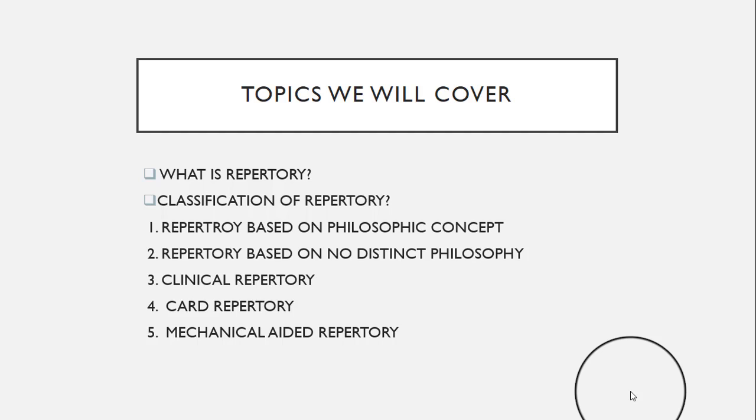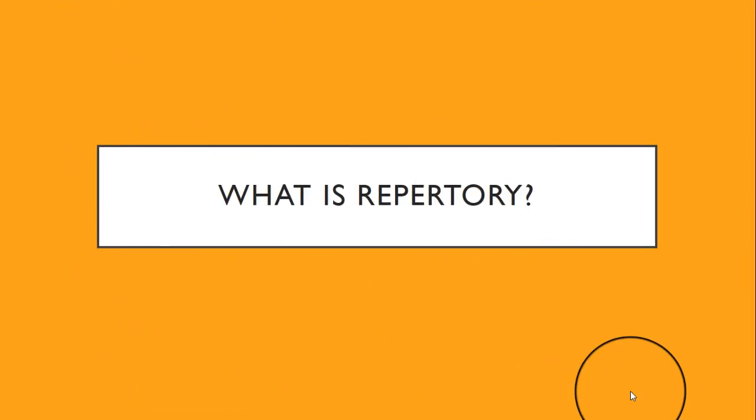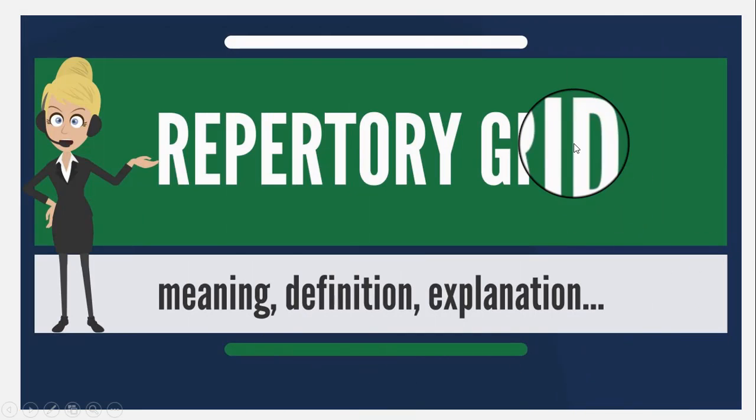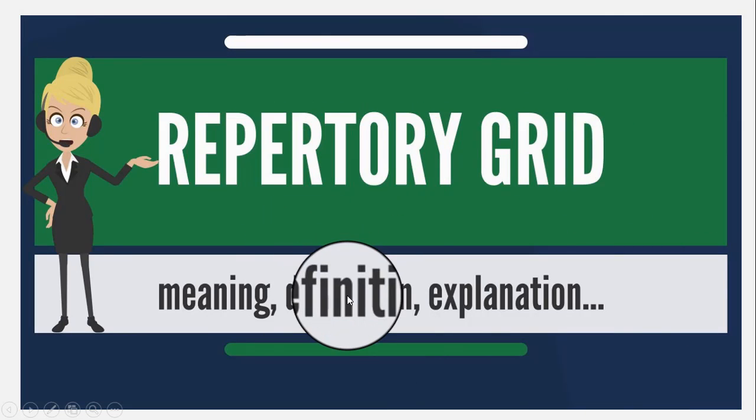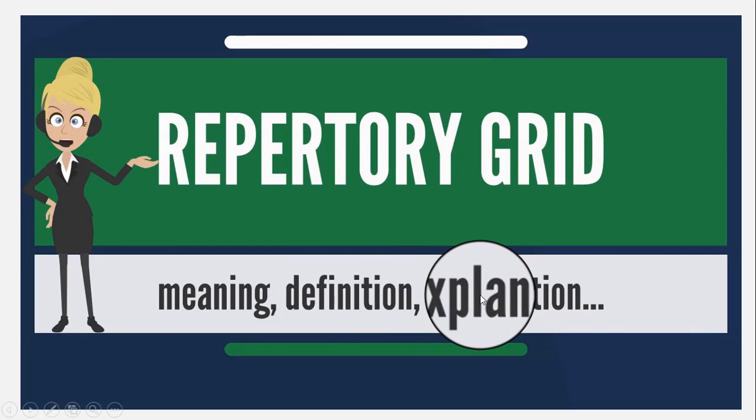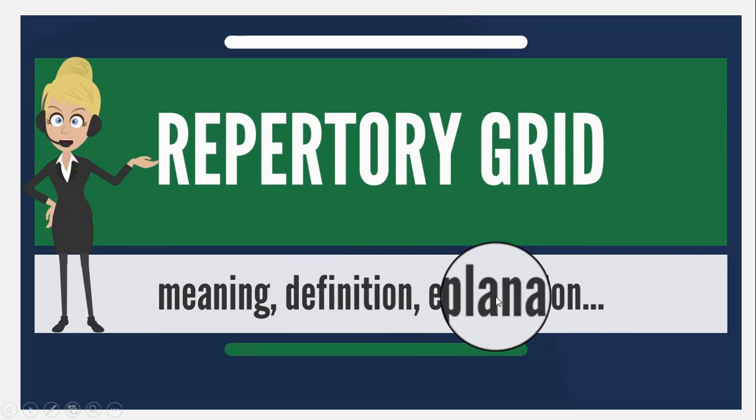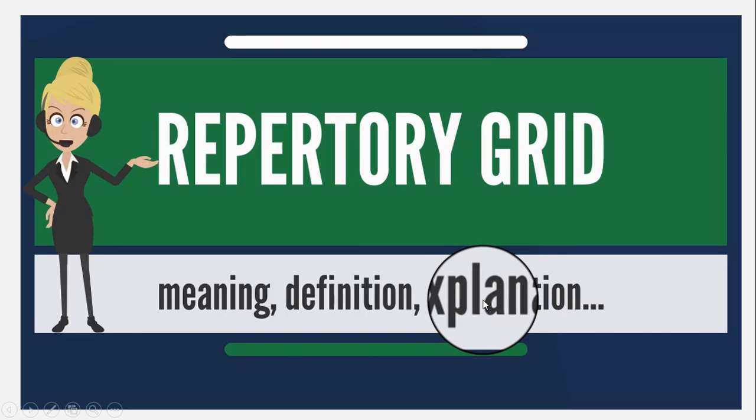So let's start. First of all, we'll talk about what repertory is. What is the exact meaning of repertory? Repertory is a systematically and logically arranged index to the homeopathic materia medica, which is full of information collected from toxicology, drug proving and clinical experiences. So this is the exact meaning of repertory.